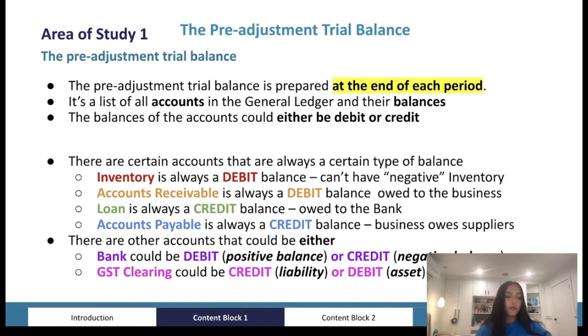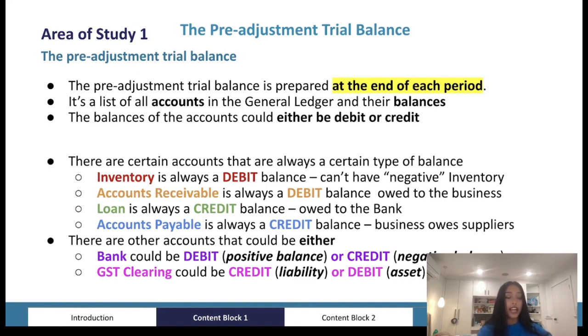Okay, at the end of each reporting period, we prepare a pre-adjustment trial balance, which is basically just a list of all of the general ledger accounts and their balances at the end of the reporting period. These balances could be a debit balance or a credit balance. Certain ledger accounts always have a particular balance no matter what. So, for example, inventory will always have a debit balance because it's just impossible for a business to have negative inventory because that's a physical product that they have in their hands. So, it literally is impossible for the business to go into the negatives with inventory.